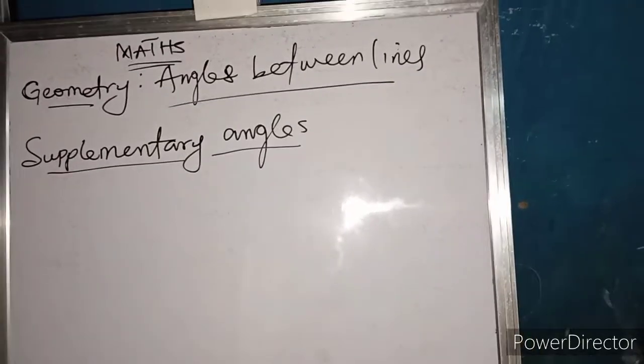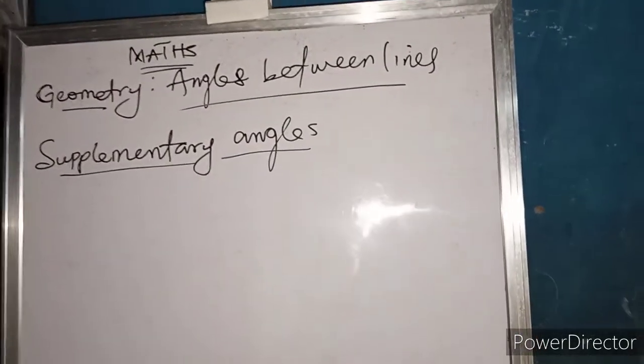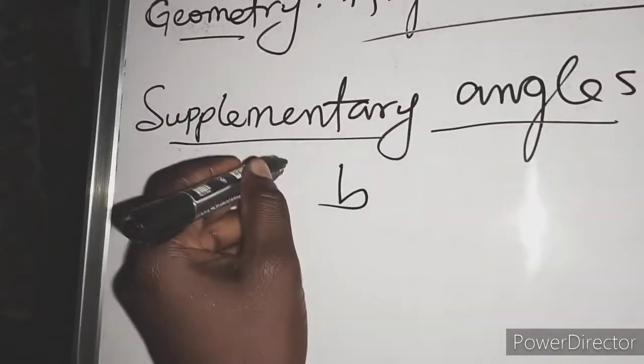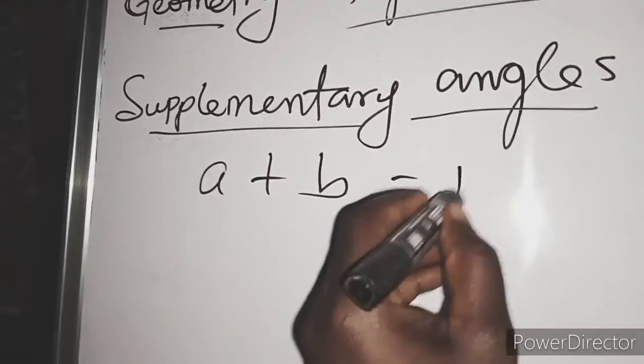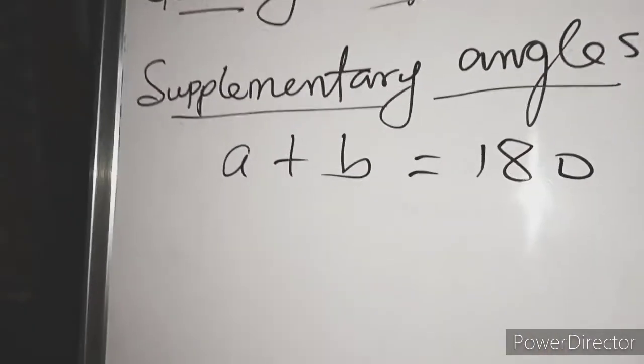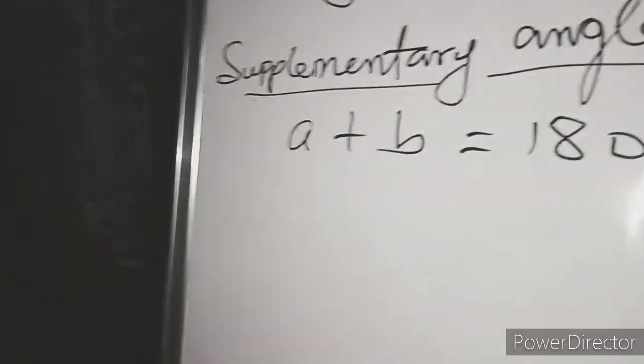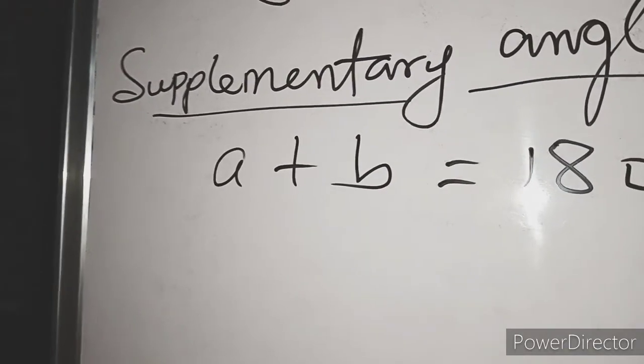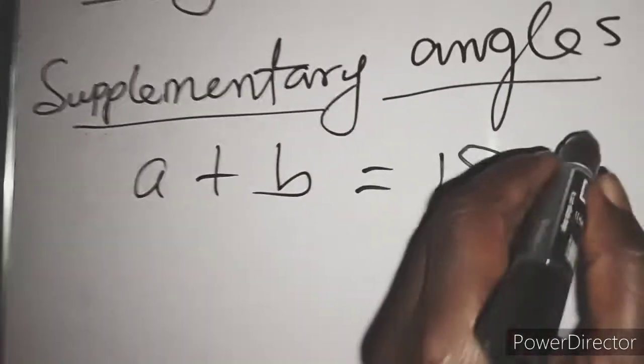This morning we'll be looking at supplementary angles. For example, if you have A and you have B and their sum is equal to 180, we can say that A and B are supplementary. That is, supplementary angles are two angles that when you add together will give you 180 degrees.